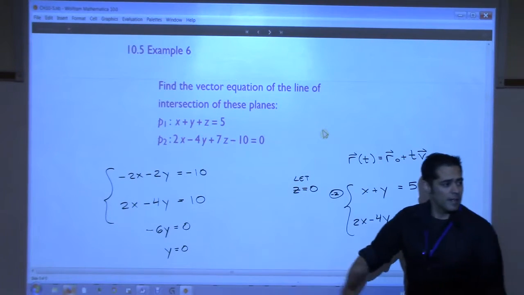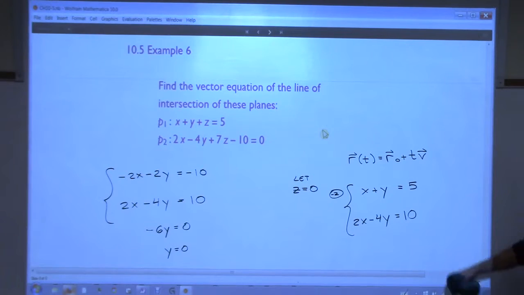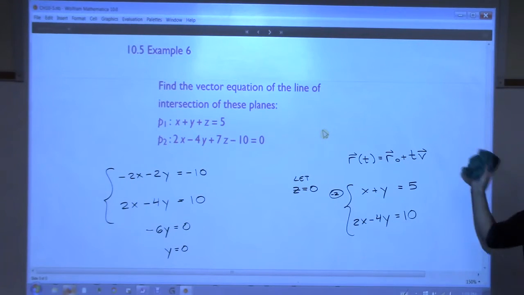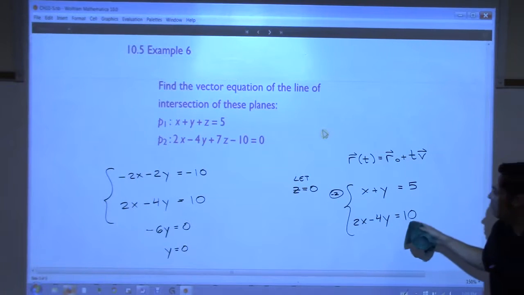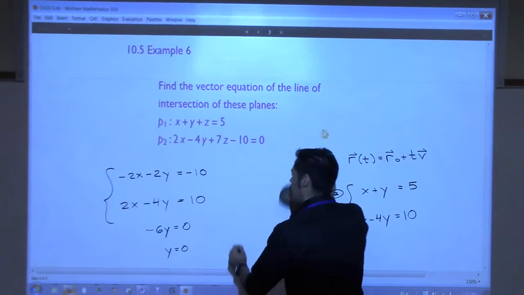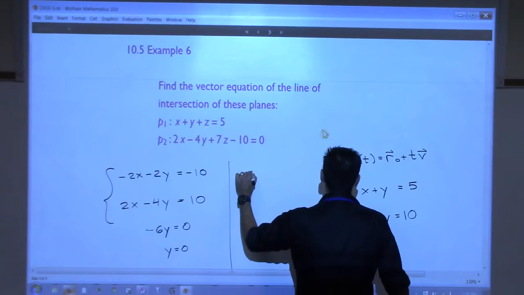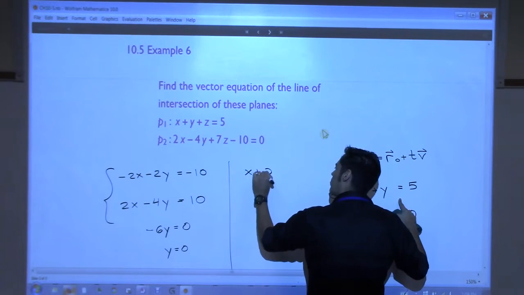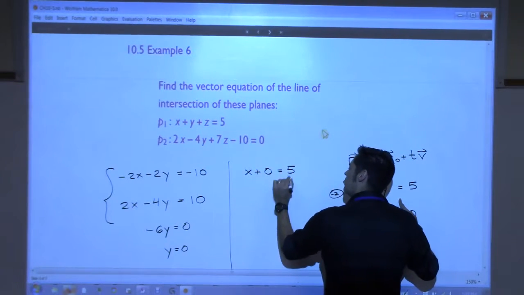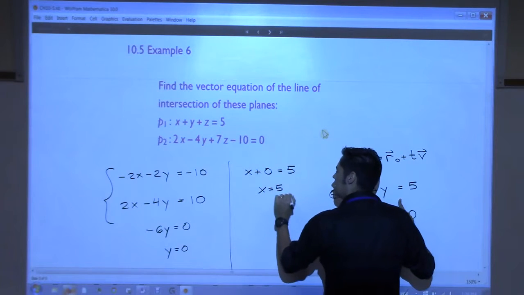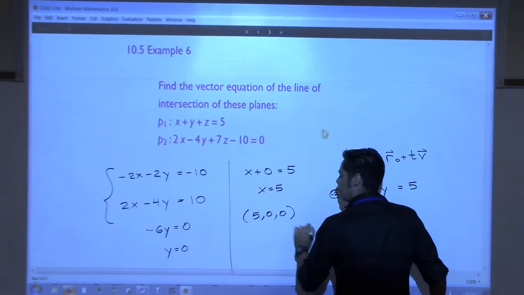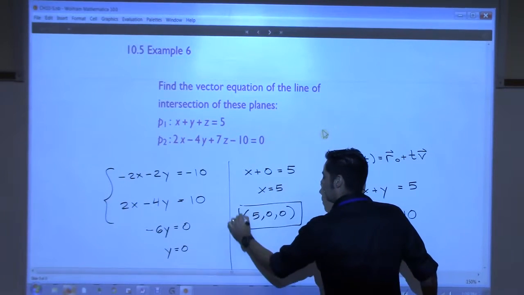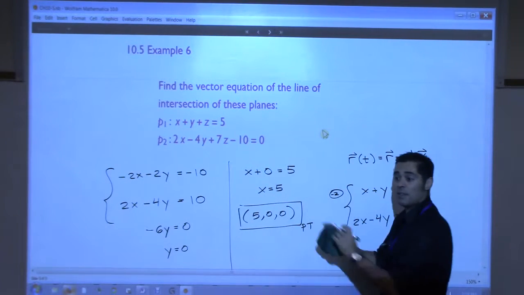And now you go back and get x. So I can use any of these equations to get x. Doesn't matter which one. So why don't we use this one? X plus y is 5. So now using x plus y is 5, I have x plus 0 is 5, which means x is 5. So my potential point is the point 5, 0, 0. Everyone understand that? That is a point that lives on the intersection.